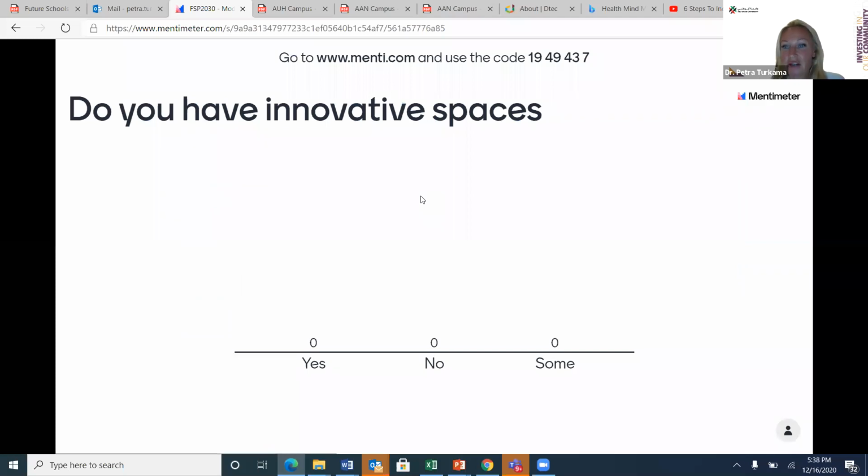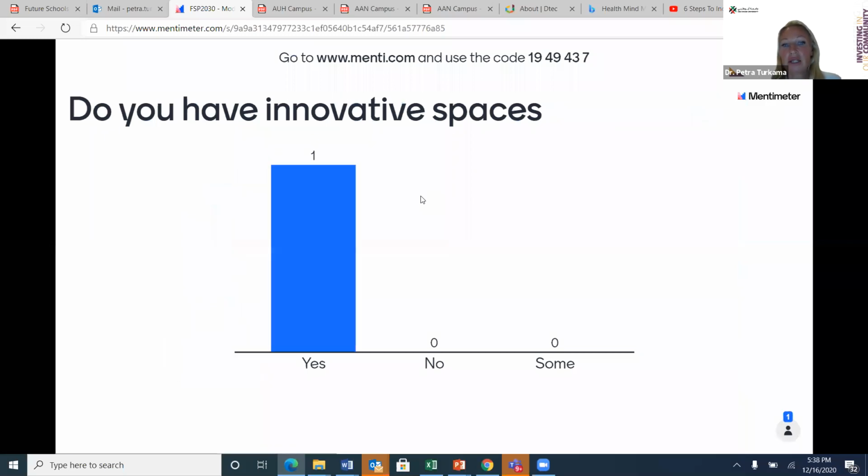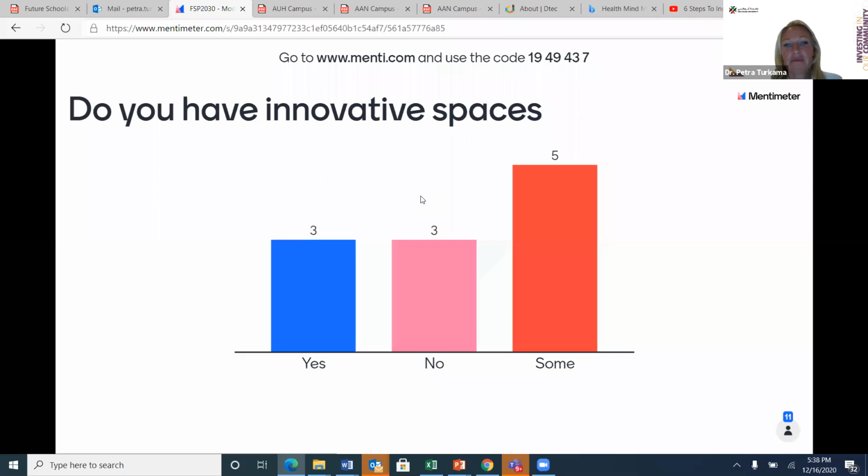Do you have this kind of innovative spaces, in the classrooms or otherwise? Yeah, some spaces, many have. Very good.